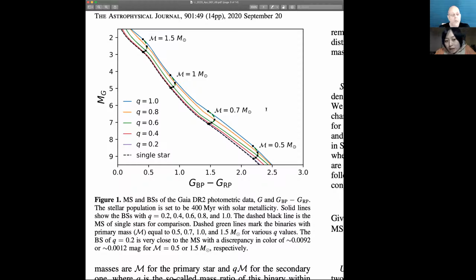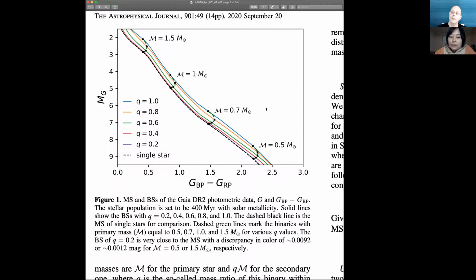The black dashed line is the main sequence, and different colors show the different binary sequences with different mass ratios. So the binaries locate in the CMD, determined by the mass of the 2 stars, or we can say primary mass and mass ratio. The equal mass systems will appear 0.75 magnitudes brighter than the single stars on the main sequence, while the unequal mass systems will distribute between the 2 sequences.